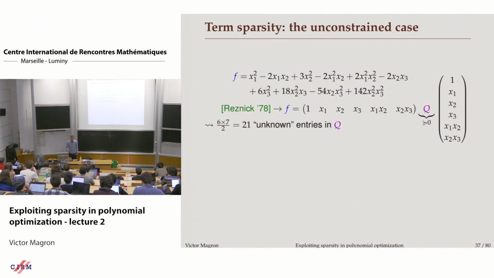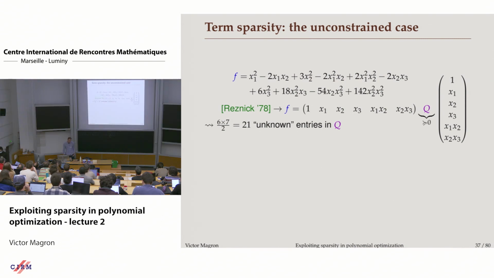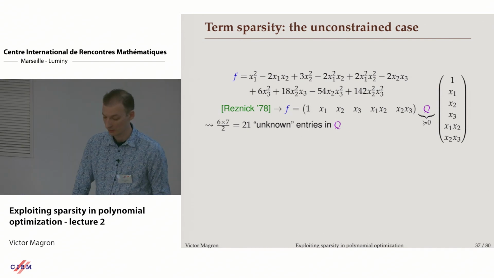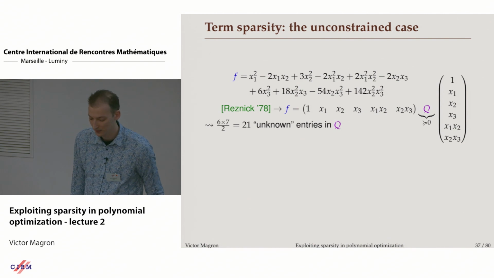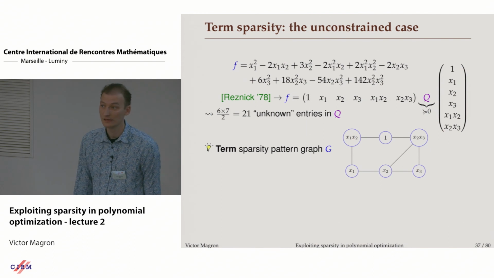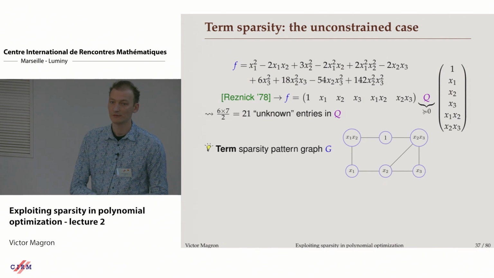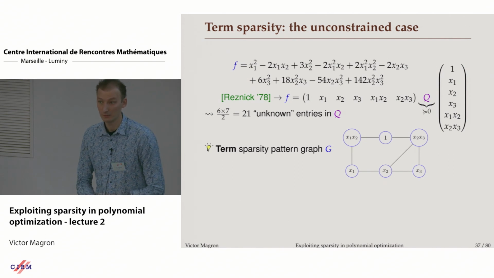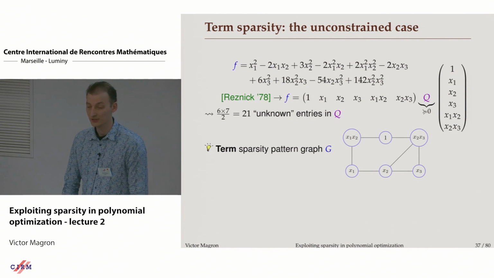And so this is the basic pillar of what we developed with my former postdoc Jie Wang, the so-called term sparsity technique. So at the beginning, you start with this Newton polytope trick. Here I took another polynomial. Here the matrix Q is 6 by 6, so the number of unknown entries is 6 times 7 divided by 2. And then the story will be quite similar to correlative sparsity. So you will build a graph, but in this graph, each node, instead of being a variable, will be a term. So here there are 6 terms, so there are 6 nodes.